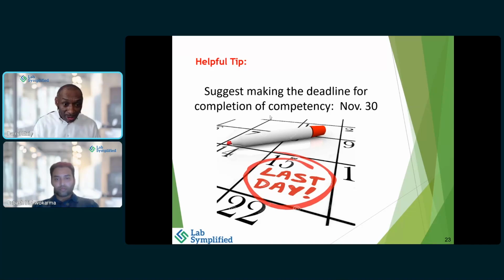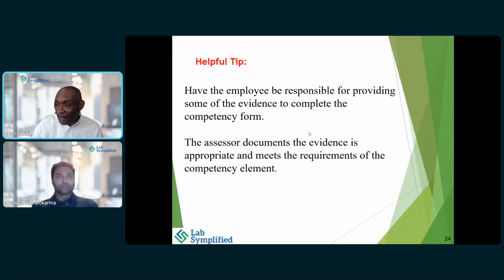If there's a team of you who are assessors, say, this is what we need to do. We need to have it done, signed off in the folders, if it's electronic, scanned, so that's there, that competency is done. That really helps in having a great life in the laboratory. Another tip, have the employee be responsible for providing some of the evidence to complete the competency form, and the assessor just documents the evidence is appropriate and meets the requirements of the competency element.